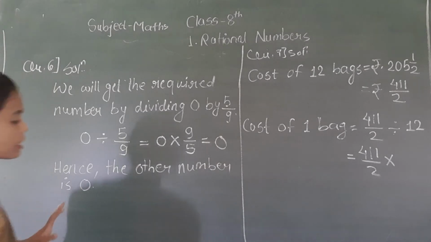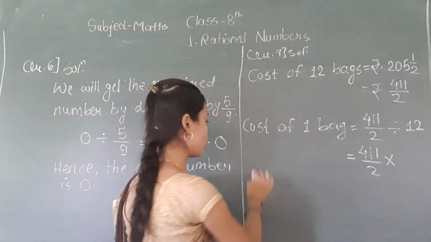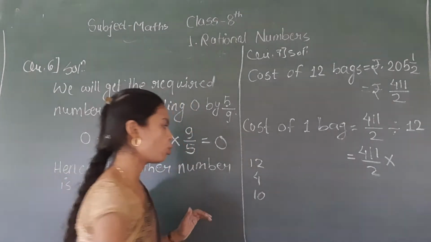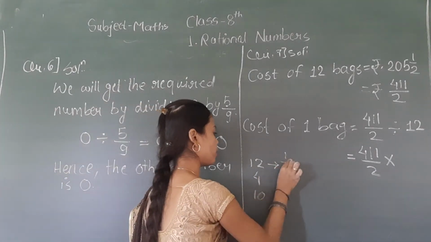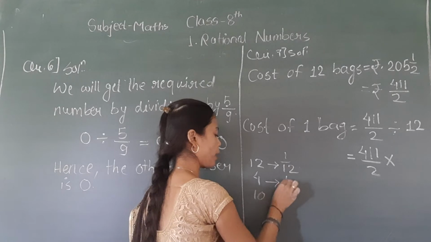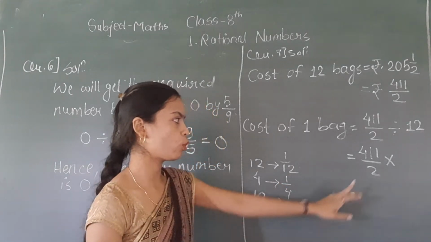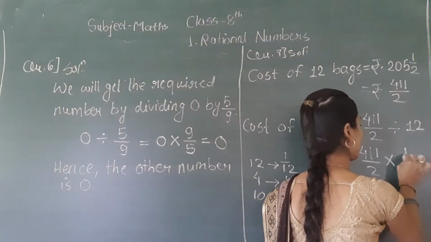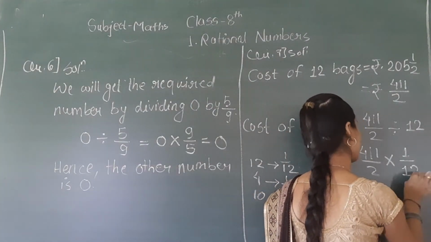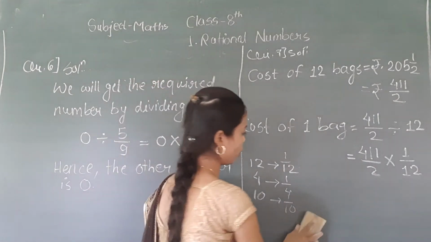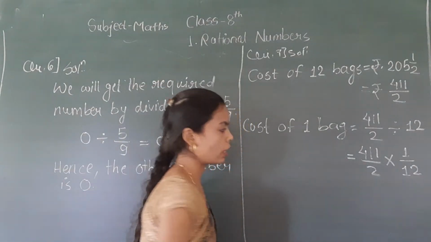So if there is any integer like 12, 4, 10, and we have to write the reciprocal of it, just write it as 1 by 12, 1 by 4 and 1 by 10. So here the reciprocal of 12 is 1 upon 12. Now find out the answer.